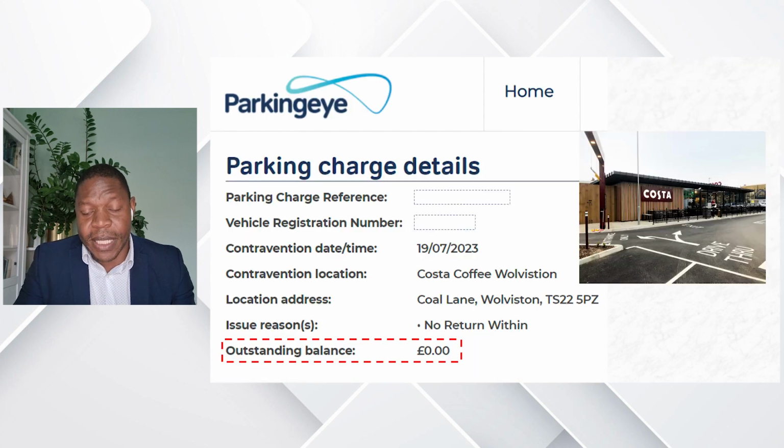After the POPLA decision was made, Parking Eye sent an email confirming that the appeal had been decided in favor of the motorist, and the parking charge notice was cancelled, and the website said the outstanding balance was 0.